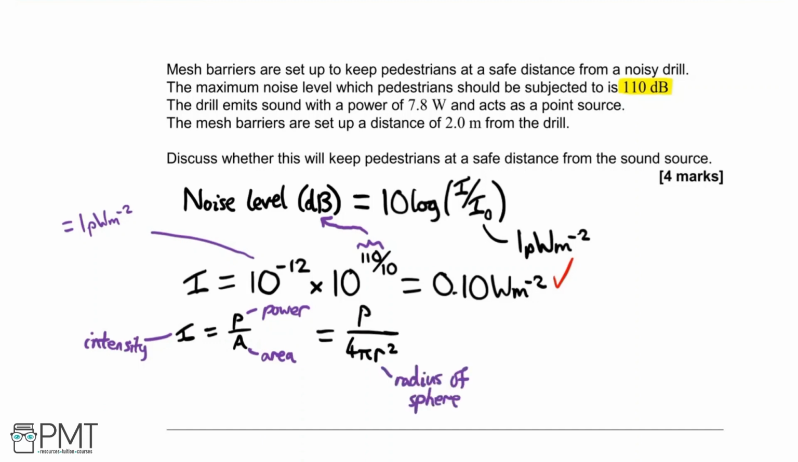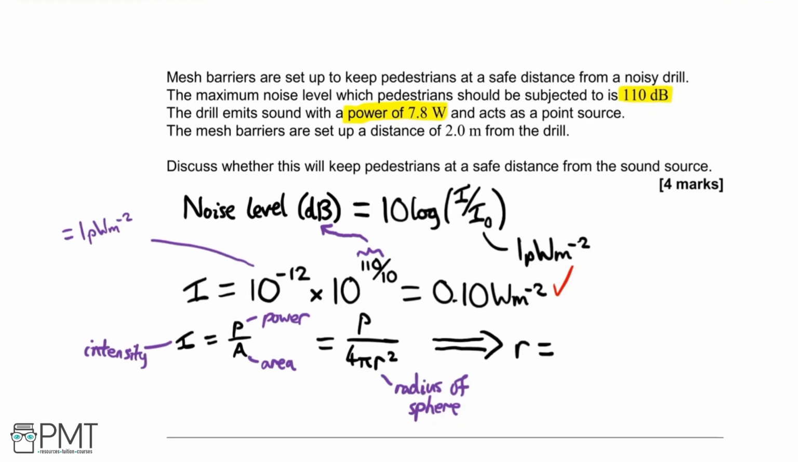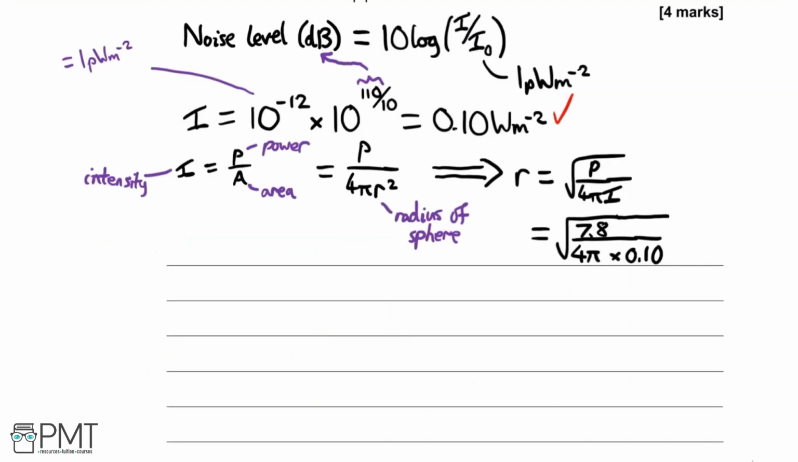So that radius is what we're trying to find, because we have a power of 7.8 watts and an intensity which we just calculated of 0.10 watts per meter squared. So we just need to rearrange to make r the subject and substitute in our values. And that gives us a value of 2.491 meters, which to 2 significant figures would be 2.5 meters.